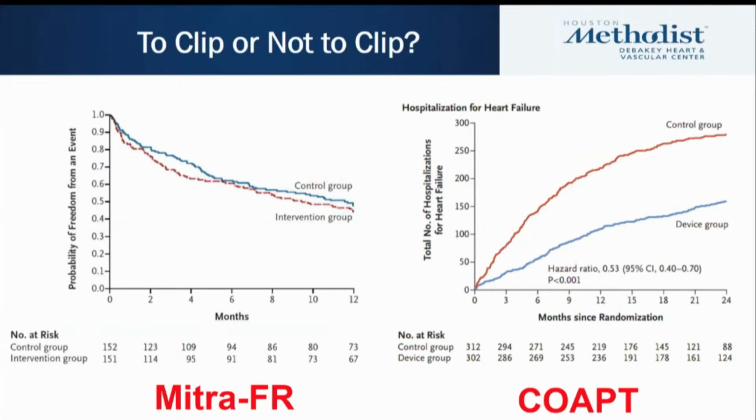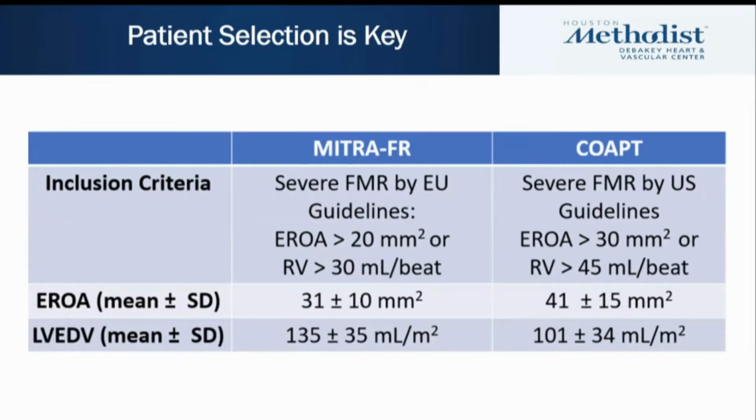And these two trials helped us understand that patient selection is key when you're dealing with secondary mitral regurgitation. If you look at the inclusion criteria of the MITRA-FR versus the COAPT, the inclusion criteria for MITRA-FR included patients with effective regurgitant orifice areas of more than 20 millimeters squared or regurgitant volume more than 30 cc's.